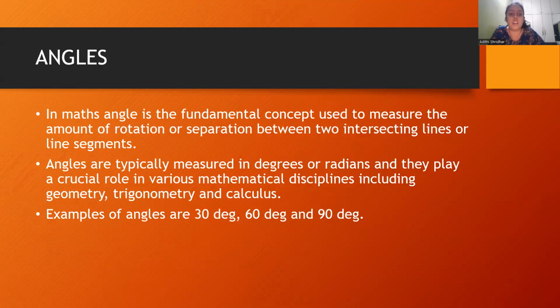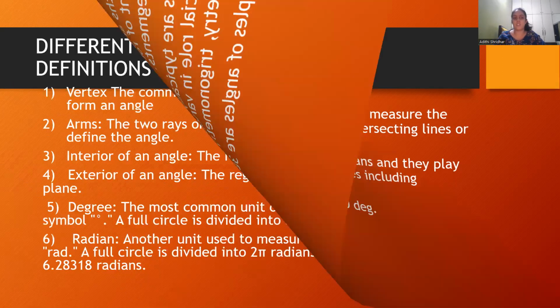Angles. In maths, angle is a fundamental concept used to measure the amount of rotation or separation between two intersecting lines or line segments. Angles are typically measured in degrees or radians, and they play a crucial role in various mathematical disciplines, including geometry, trigonometry, and calculus. Examples of angles are 30 degree, 60 degree, and 90 degree.